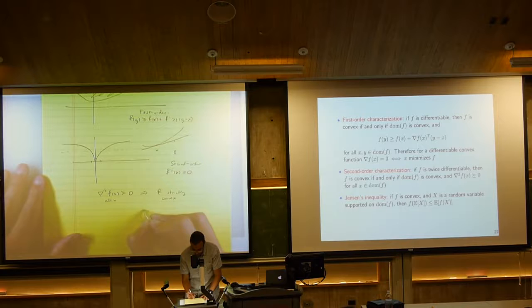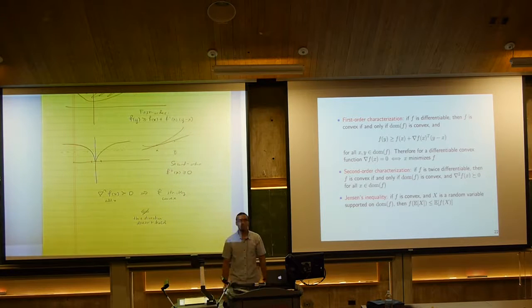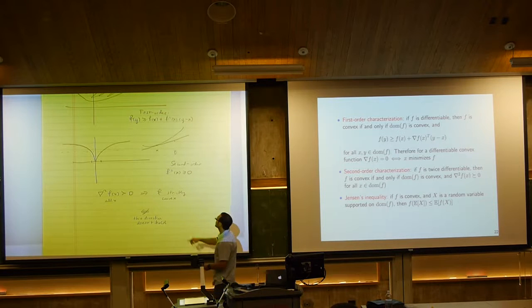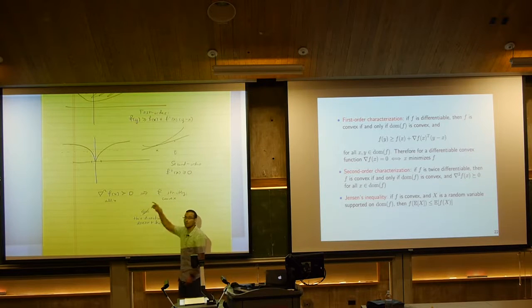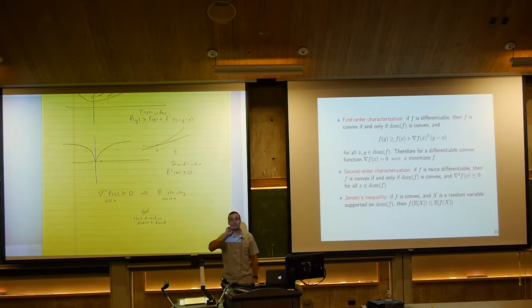This direction is actually not true. This direction doesn't hold. In other words, we could have a strictly convex function whose Hessian is positive semi-definite everywhere, but fails to be strictly positive definite everywhere. Its second derivative could be 0 at some points. Can somebody think of an example of that? A function that's strictly convex, but has a 0 second derivative at some points.